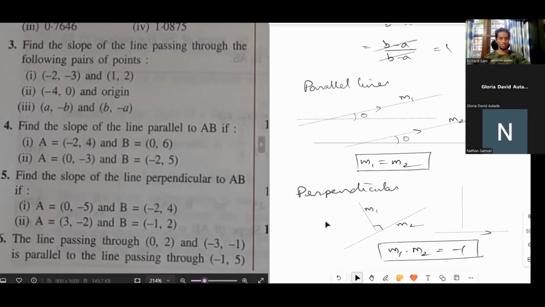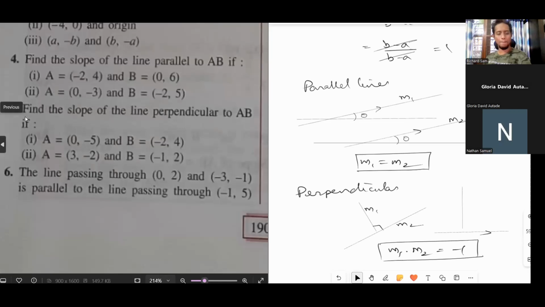So let's do question 5. See the fourth question. Find the slope of a line parallel to AB if A and B are given. So find the slope of AB. Which formula should we use to find the slope of AB? y2 minus y1 upon x2 minus x1. Once you find the slope of AB, then you know the slope of the line parallel to AB. It will be the same. In question 5, find the slope of a line perpendicular to AB. So find the slope of AB first, and then put it in this formula here.